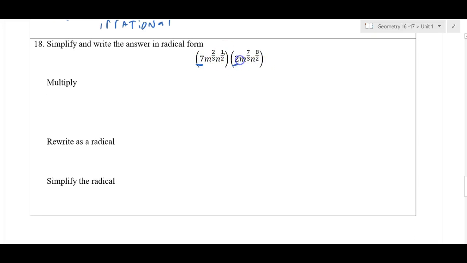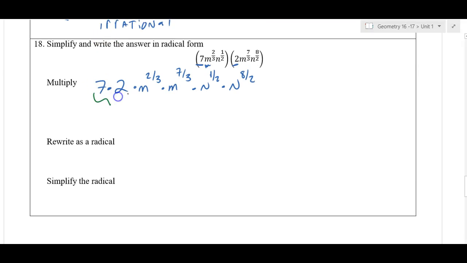I'm going to start with our coefficients, so I'm going to do 7 times 2. And then I'm going to start with our m's: m to the 2/3 times m to the 7/3 times n to the 1/2 times n to the 8/2. So now I put my terms together, and now we're actually going to use our properties of exponents to do this.